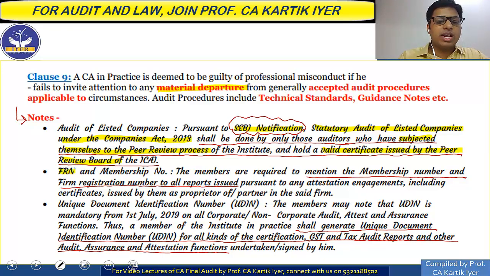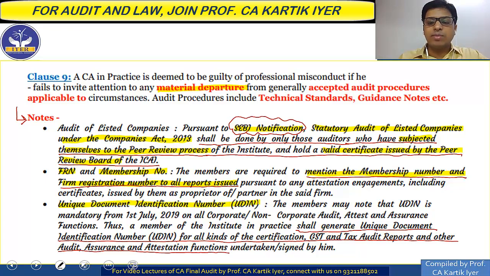Next is the firm registration number and the membership number. The members are required to mention the membership number and the firm registration number in all the reports issued pursuant to any attestation engagements, including certificates issued by them as proprietor of or partner in the said firm. Next is UDIN, that is Unique Document Identification Number, UDIN.